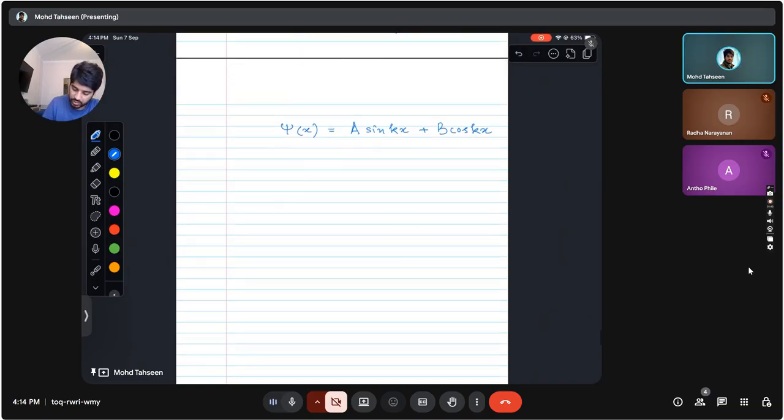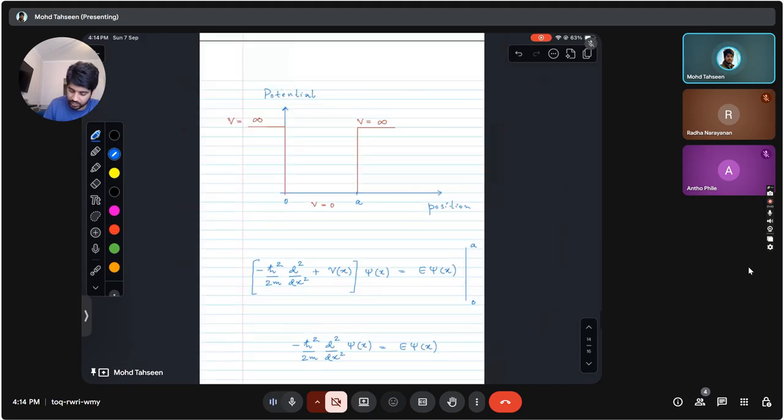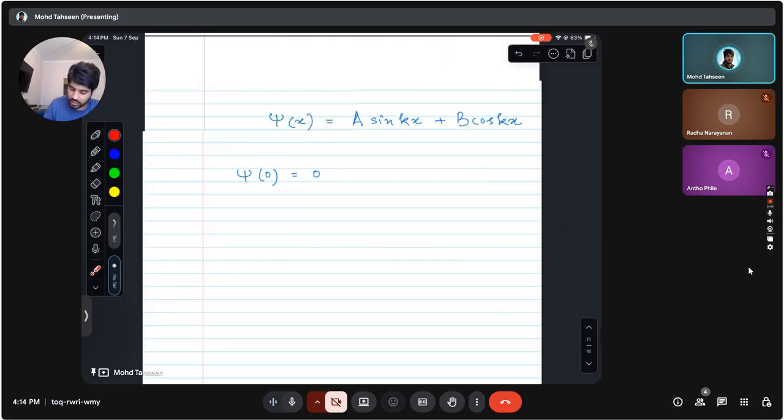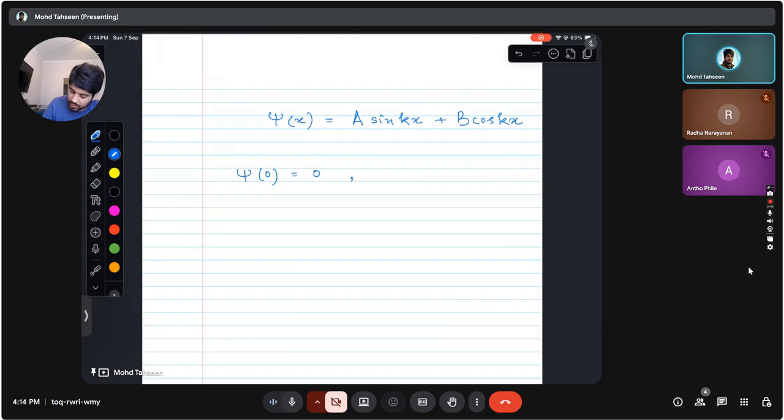Okay, so boundary conditions say that psi of 0 should be 0, right? Because the wave function should be 0 here, because outside this region I cannot find the electron, so the wave function should collapse here at 0, and similarly it should collapse at A as well. Okay, so psi of 0 should be 0 and psi of A should be 0. These are the boundary conditions.